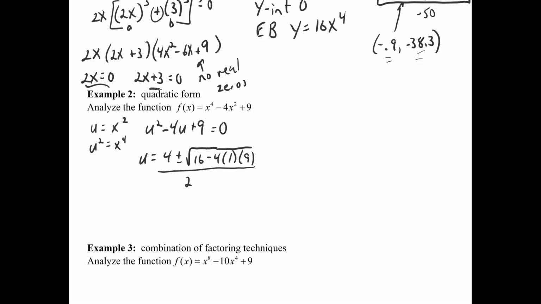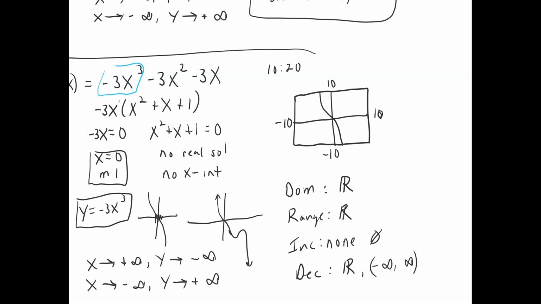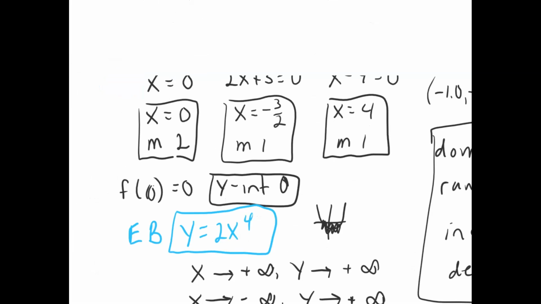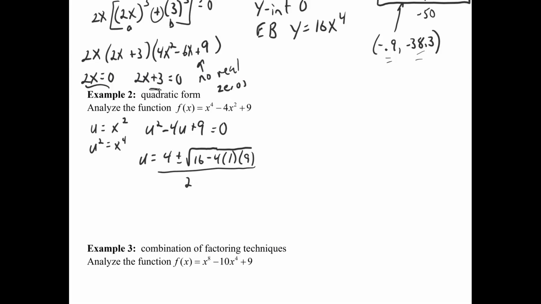And we're going to get a negative number in there, so we're not going to get any real zeros from this. So we have 4 plus or minus the square root of negative 16 minus 36, which is negative 20, and over 2, so this is no x-intercepts. So everything's going to really depend on the graph that you see in your calculator. So let's go ahead and graph that.